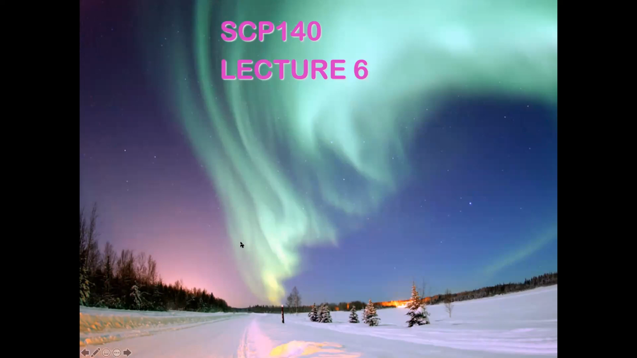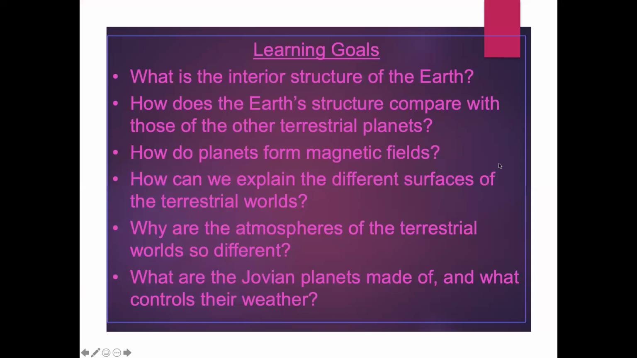So today we are going to be talking about Earth's interior structure, how we can compare that interior to the interior of other planets. How do we even know what the interior of the Earth looks like? How far into our own planet have we actually explored?